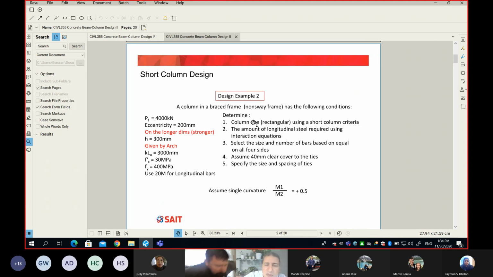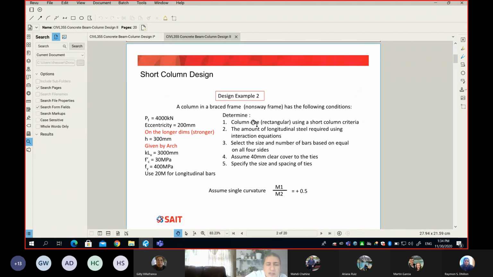So here is another example, and really the difference is, you will see, it looks like it's almost the same problem. The difference is we're trying to design a rectangular column. In the last example, I designed a square column. In this example here, I will design a rectangular column, which you will see has almost the same procedure with a little bit of difference.